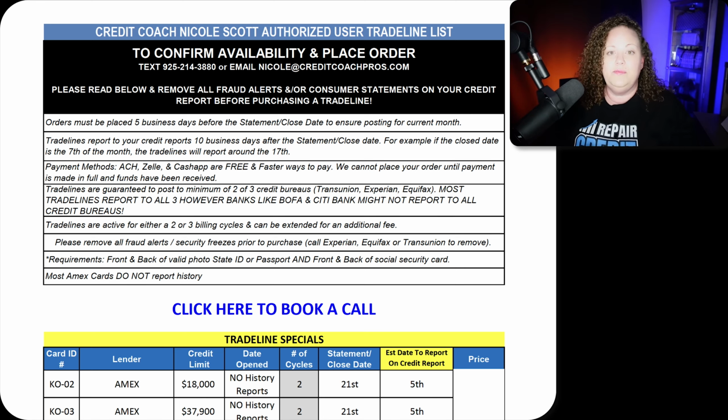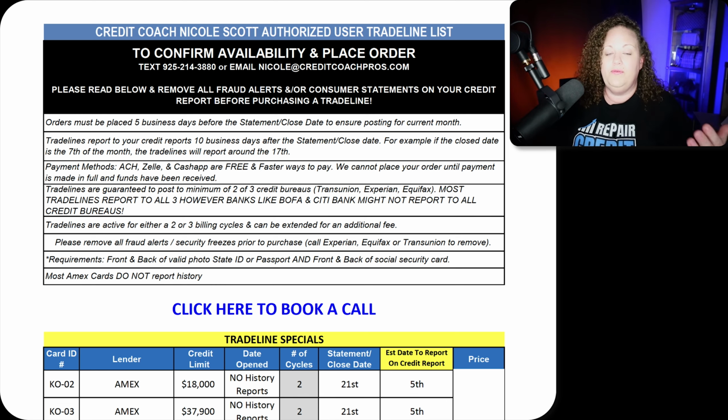Now, say for example, you don't have any friends or family that can add you to a credit card that would qualify. Say they have a credit card but it has late payments, or they have a credit card but it has a high credit utilization. We simply don't need that. It would be better for you to just purchase it.